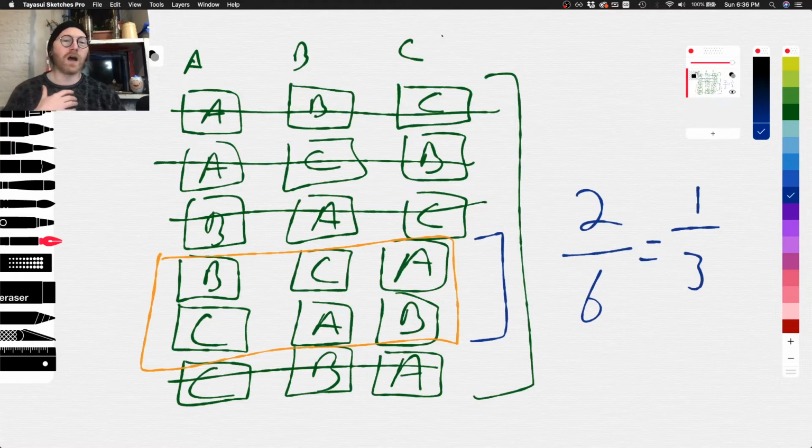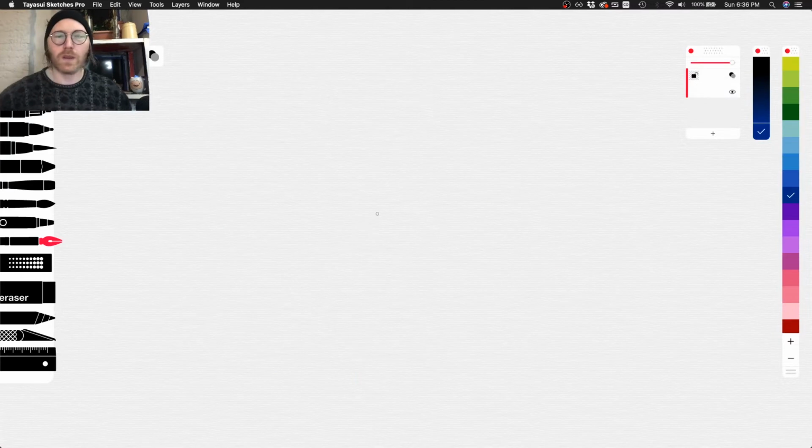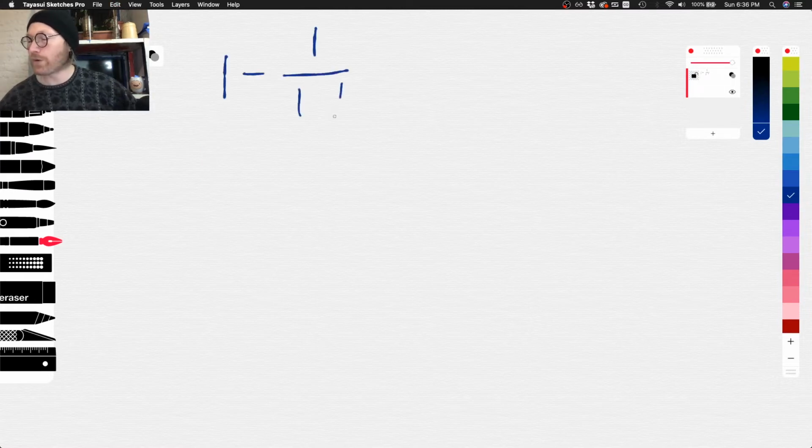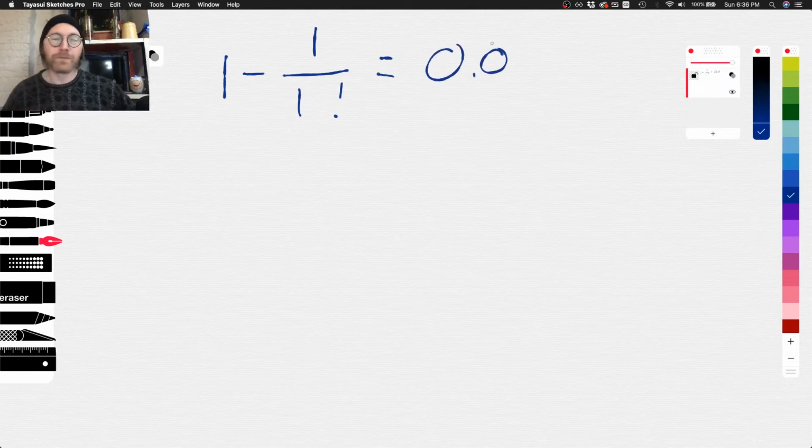So forgive me, I'm going to be a little hand-wavy now and describe the probability of one derangement. I'm going to describe the probability of one derangement as being 1 minus 1 over 1 factorial. And 1 factorial is 1, 1 over 1 is 1, 1 minus 1 over 1 is 0. And remember, we described the probability of the derangement of one item as being 0.